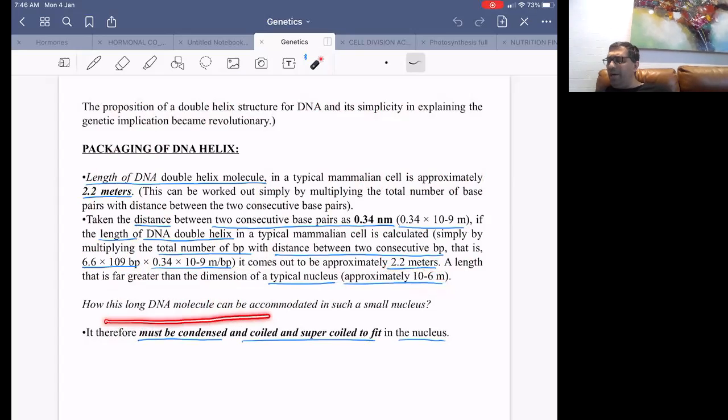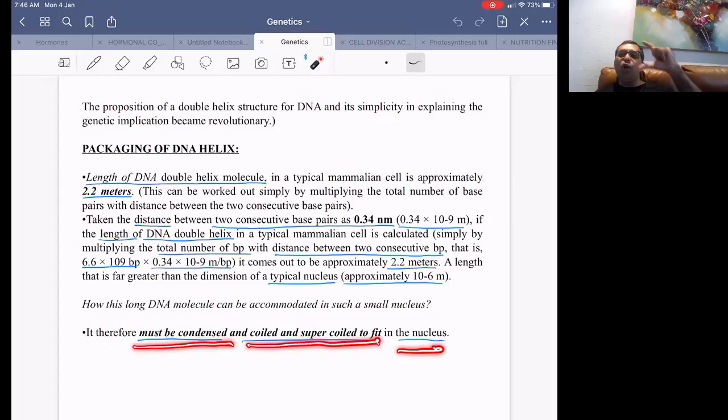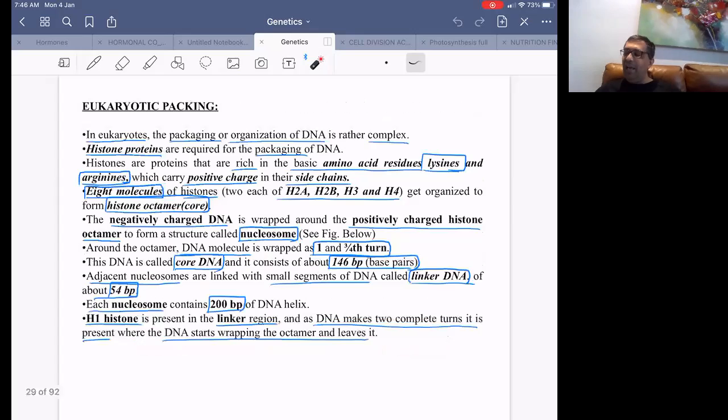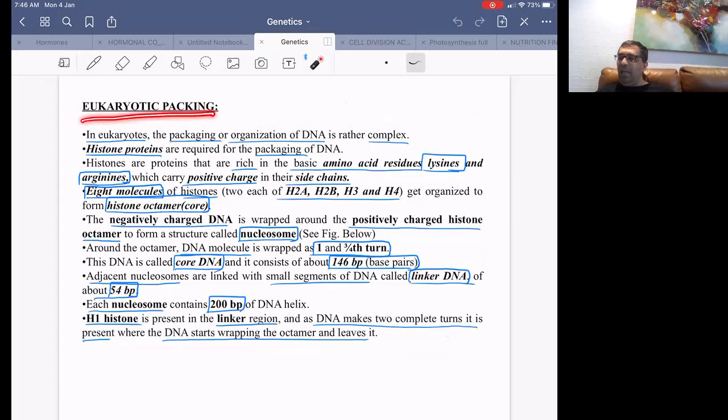How can this long DNA be accommodated in such a small nucleus? For this, the DNA is highly condensed, coiled and super coiled to fit into the nucleus. How is this packing done? In eukaryotes, the packaging or organization of DNA is rather complex. Histone proteins are required for packaging of the DNA.